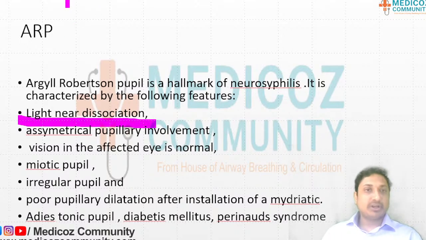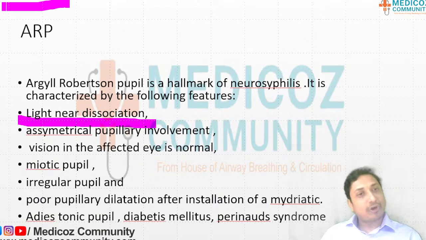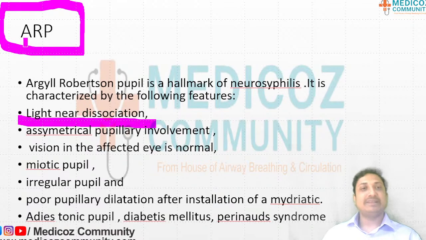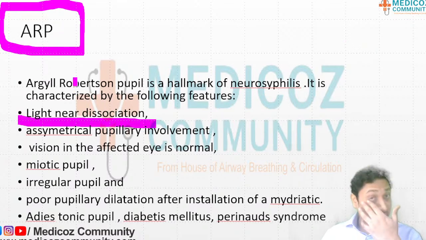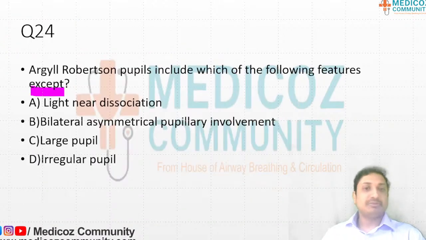So I'll give you a mnemonic to remember Argyll Robertson pupil, and the mnemonic is also ARP. What is the full form in the mnemonic? It is accommodation, reflex, present. Okay, this is very simple to remember. Accommodation, reflex, present. That means the pupil constricts only at the time of accommodation or near object. So coming back to the question, Argyll Robertson pupil includes which of the following features except: light near dissociation? Yes, it is a feature. Bilateral asymmetrical pupillary involvement? Yes, it is a feature.